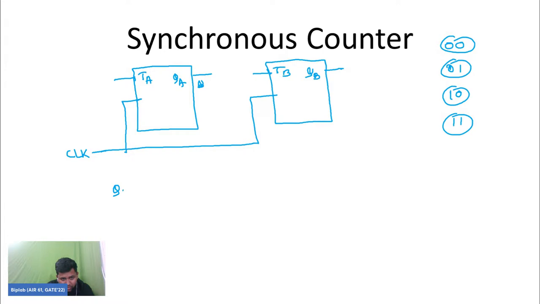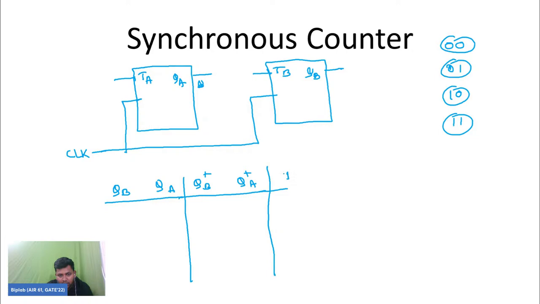So QB, so we are considering this as my LSB and MSB. So QA, fine. So QB and QA, and let me write QB plus, QA plus, that signifies the next output. Now what will be TB and TA?